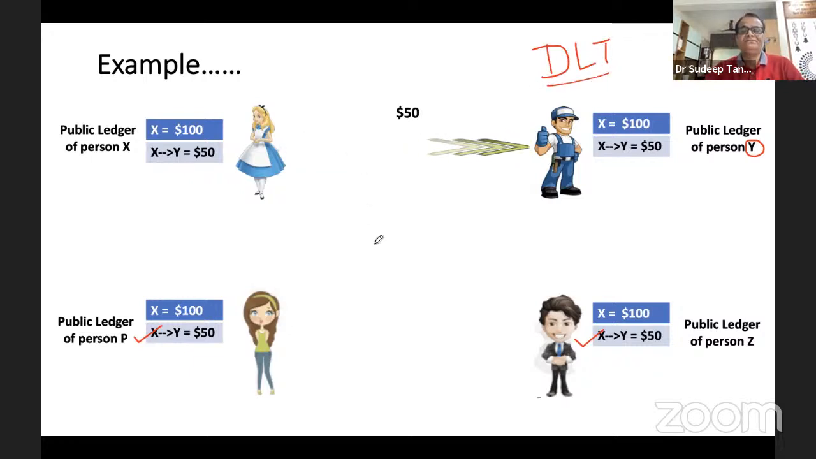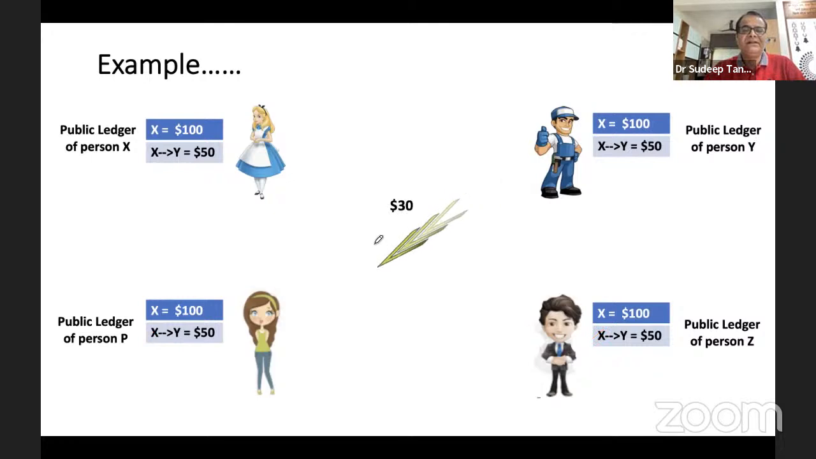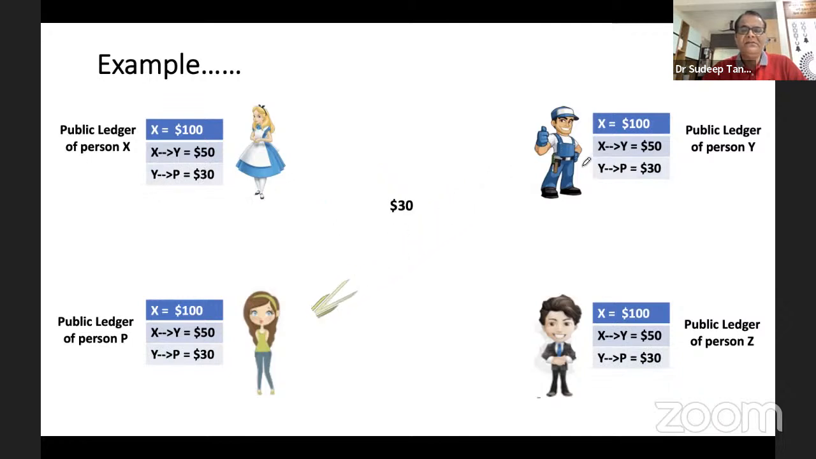Okay, so now let's say I want to start another transaction. So Y wants to transfer $30 to P. This is a transaction between Y and P, but this information that Y has transferred $30 to P is to be captured by the ledger maintained by each and every node. So Y to P 30, again, is going to be captured by all the nodes. Why? Because later on, in case of any conflict, this ledger is going to be referred to in order to take the final decision.